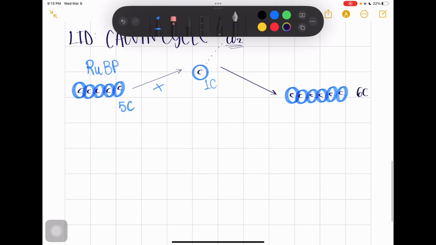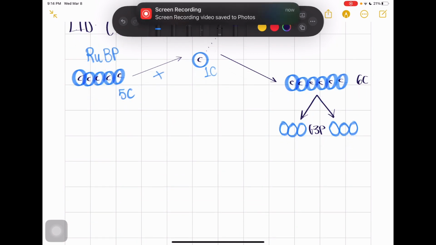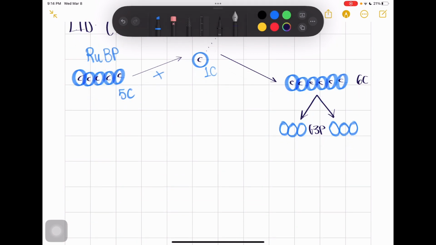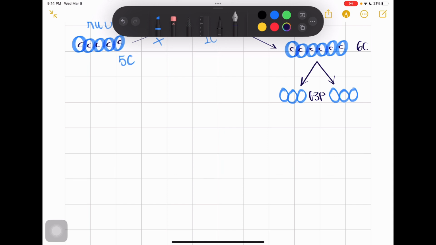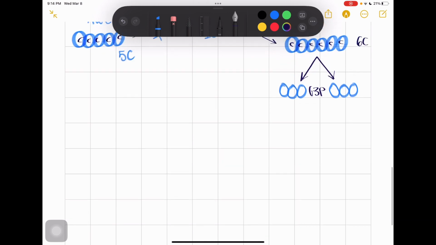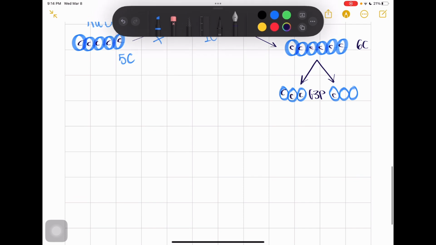Okay, 6 carbons. Now it's going to go through lysis, and it's going to break into 2 pairs of 3. These 2 are called G3P. Now, this glycerate phosphate, or glycerate triphosphate maybe, it's going to be reduced. Usually we reduce other things and oxidize the carbons.